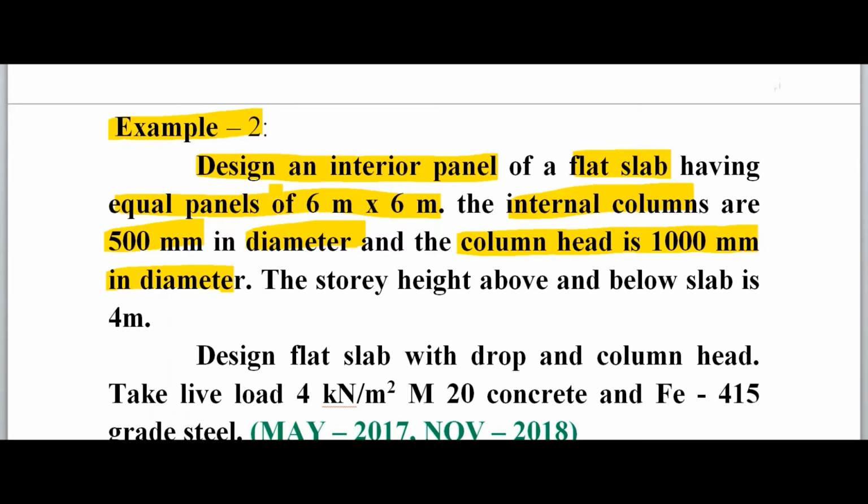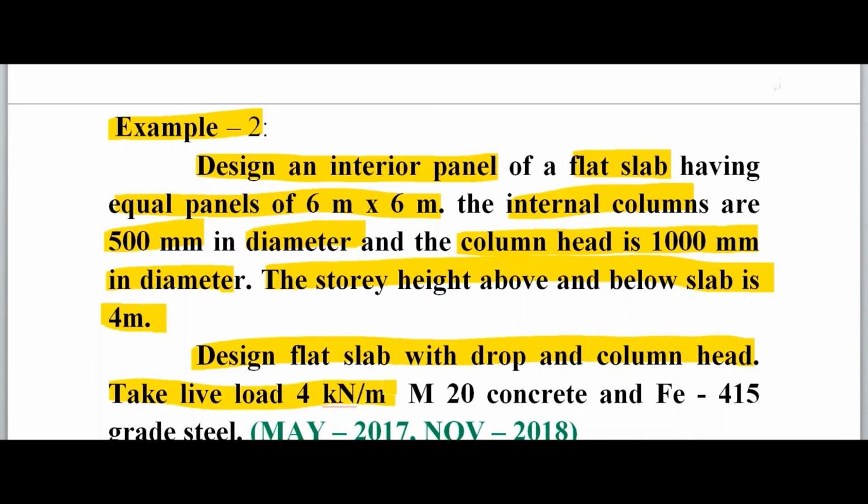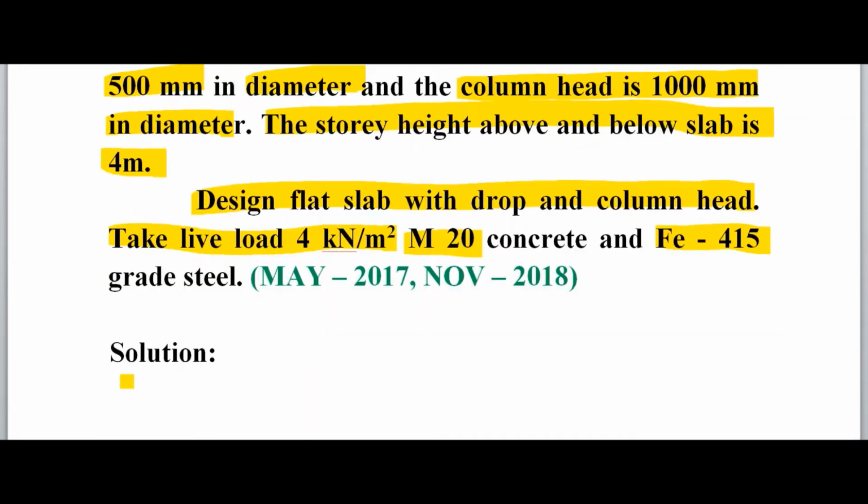The story height above and below the slab is 4 meter. This is the story height, which means the column height is given. If the story height is 4 meter, the column height is 4 meter. Design a flat slab with a drop and column head. Take live load 4 kN/m², M20 concrete, Fe 415 grade of steel. This example was asked in May 2017 and November 2018. So we start the solution.